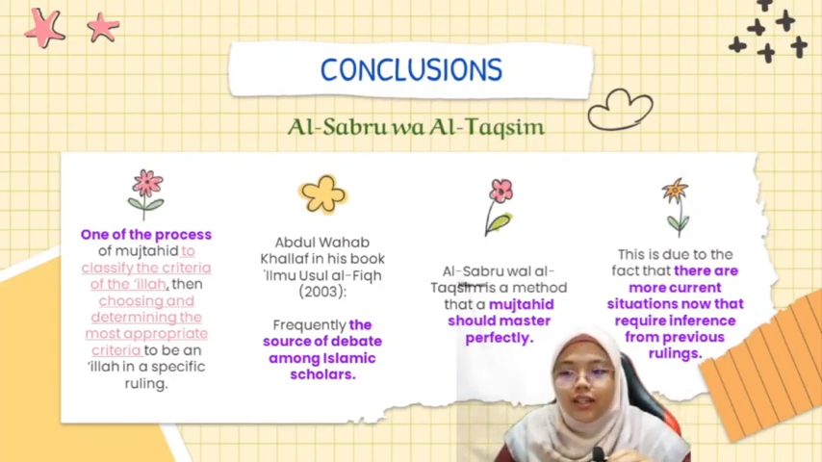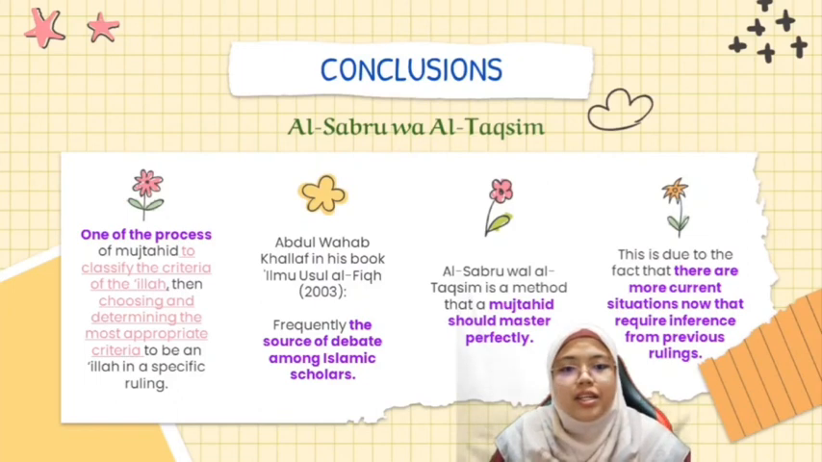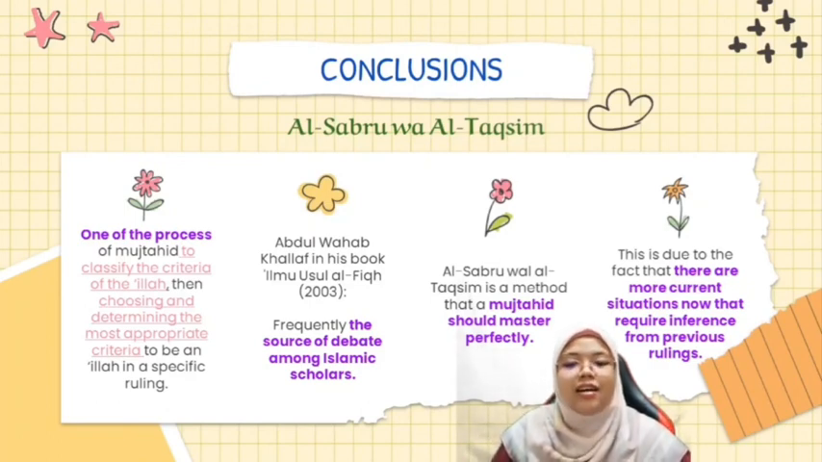Okay. Next, SABRU wa TAQSIM is a method which a mujtahid really has to master perfectly. Why? This is because there are more current situations that need a reference or inference from past rulings, because most of the time the cases that happen nowadays have never happened before. Therefore, it is important to identify the illah through the process of SABRU wa TAQSIM to make it easier to apply qiyas to contemporary issues.